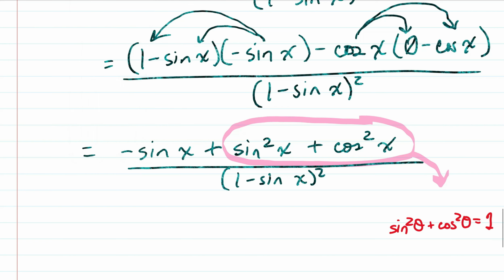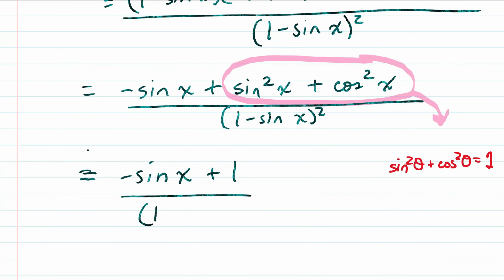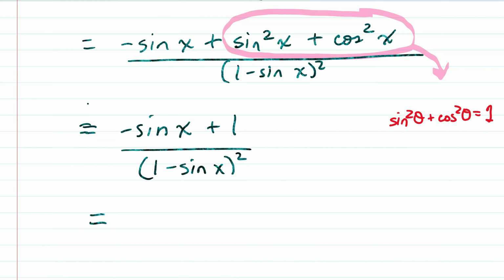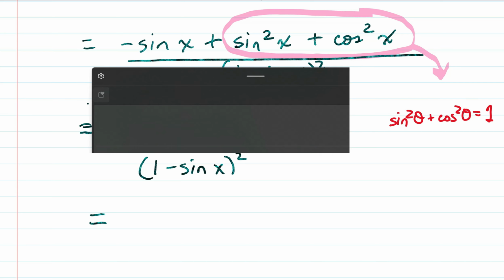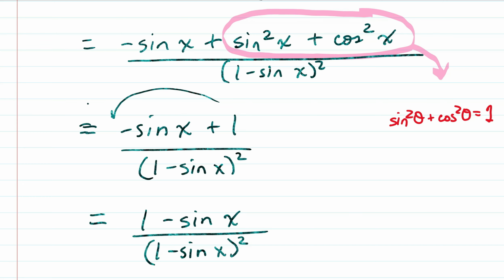So let's write sine x plus 1 over 1 minus sine x squared. Maybe to make it look a little better so we can see it better, I'll move the 1 right to the front, so it'll be 1 minus sine x over 1 minus sine x squared.